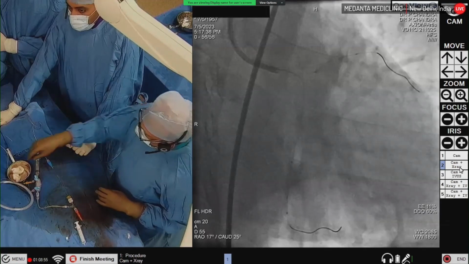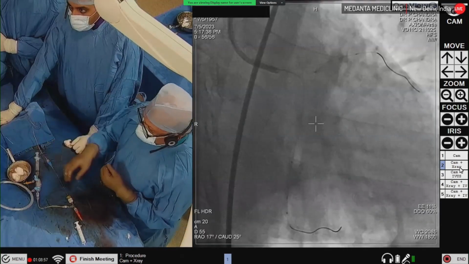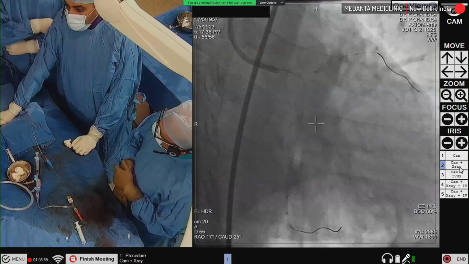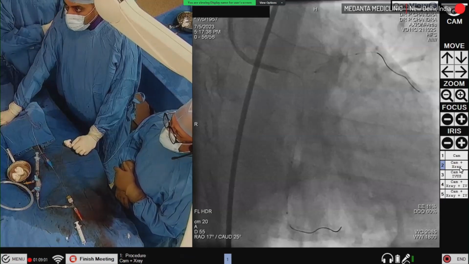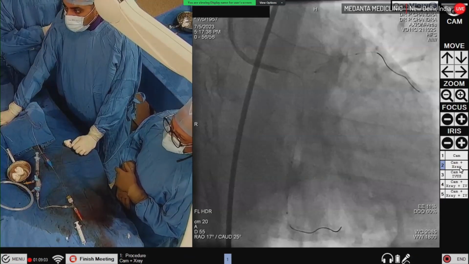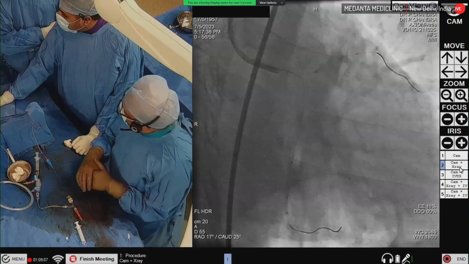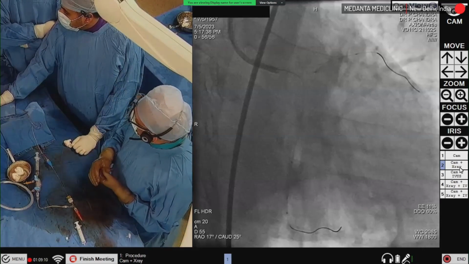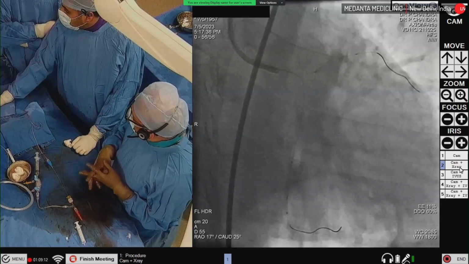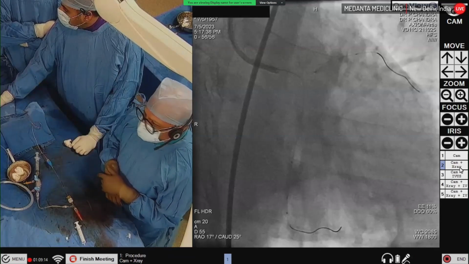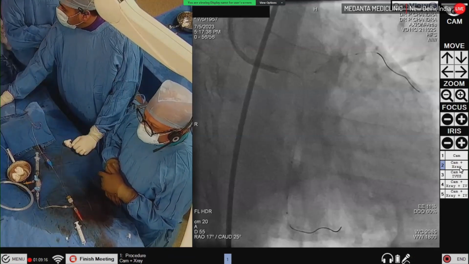So we are doing a DEB dilatation in the distal vessel, which is like 2.25 only. And proximally, we will put a stent. Give me a 2.5 stent. What do you have? 2.5 by 24, and also give me a 28. Keep a 28 here.